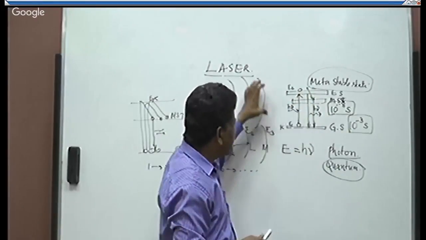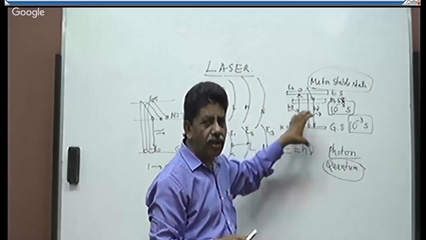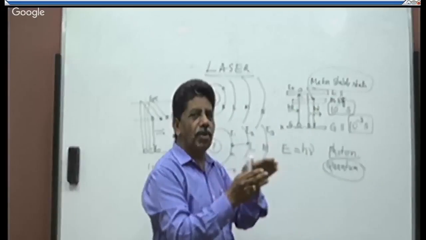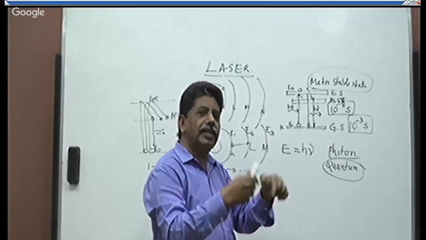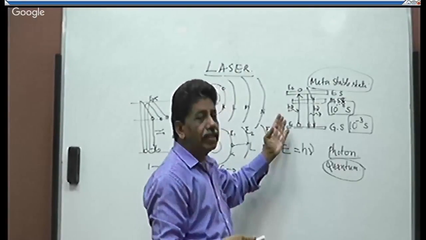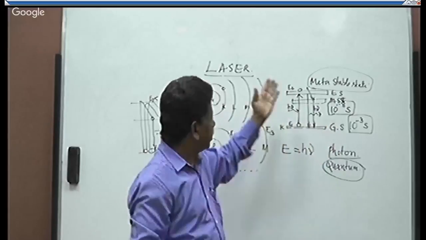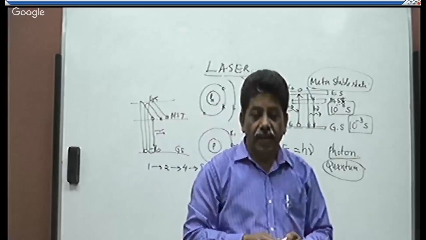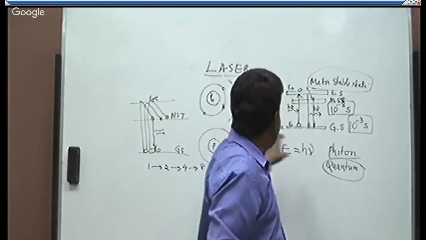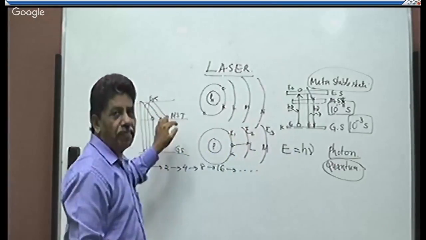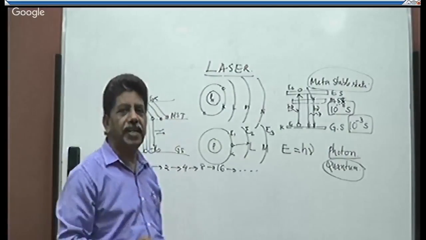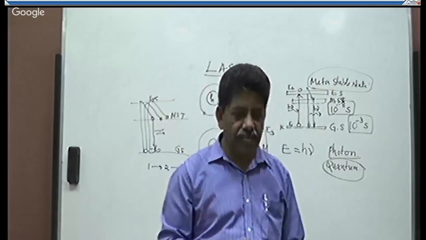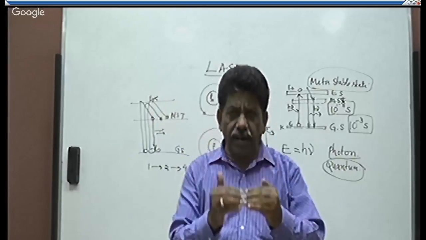That means more and more electrons are transited, and at the same time more and more photons are incident, and they get doubled up, and the output will be nothing but laser. So for laser, we say that electrons have to be piled up, and this process we call population inversion.